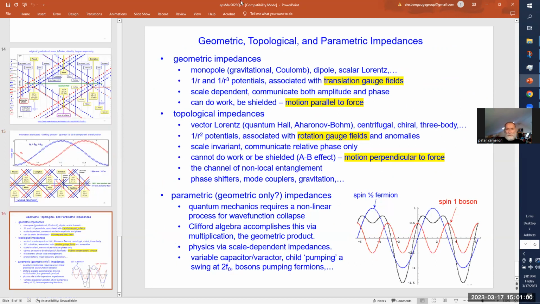So that, okay, a little bit on geometric, topological, and parametric impedances. Oh darn, it's 3 o'clock. I hope I'm not too late to upload this.